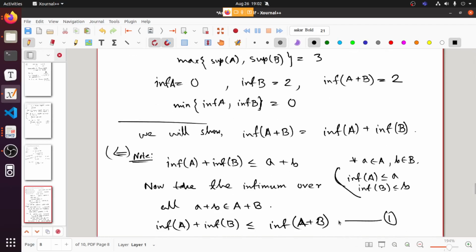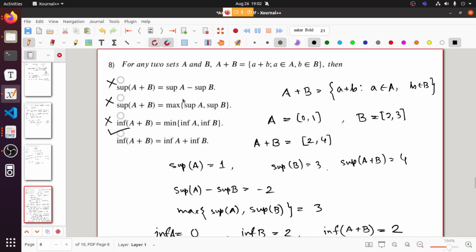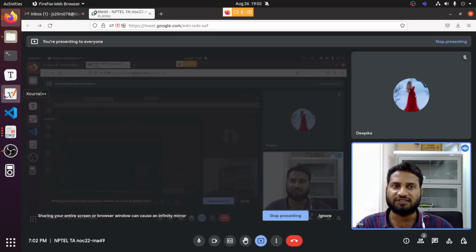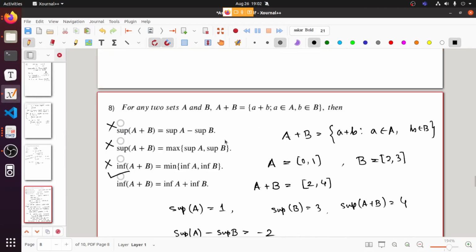So we have proved the last option. This is correct. Option 4 is correct. You can also easily check that for supremum also, supremum of A plus B is supremum of A plus supremum of B. So this is also true for supremum. Okay, so you can check this. Okay, so it is done.